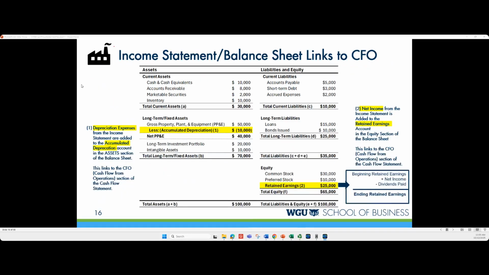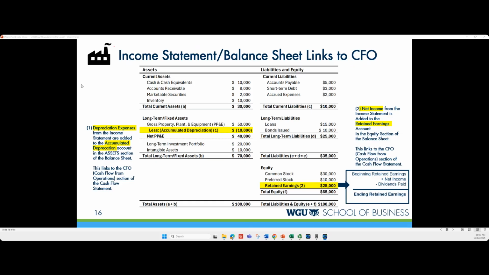So there's a couple of things that we need to take a look at as far as accounts that are going to link our income statement and balance sheet that are relevant to our cash flow from operations. The first thing is our depreciation expenses. The depreciation expenses are going to come in from our income statement, but then they're going to be added to the accumulated depreciation account on the asset side of the balance sheet. That's called a contra asset, because what it represents is the total historical depreciation that's accumulated on our assets.